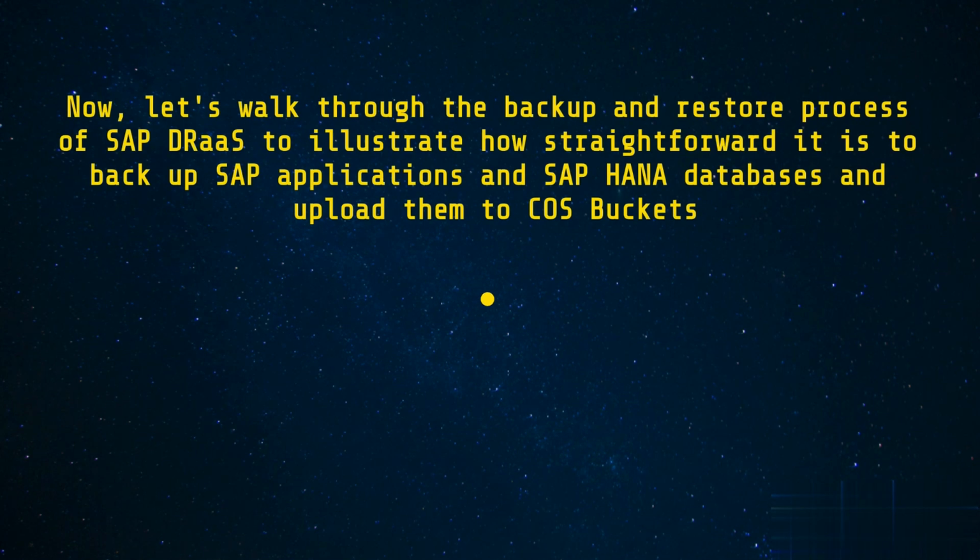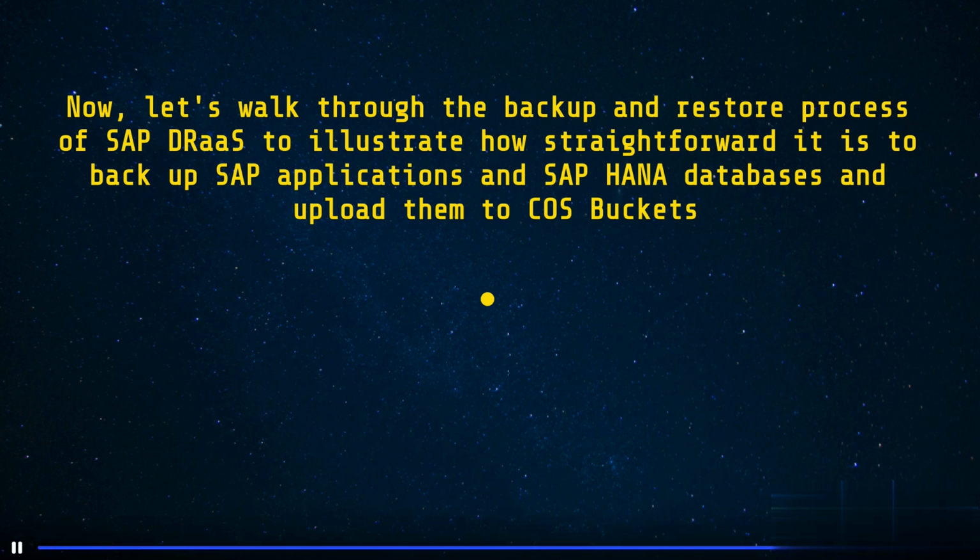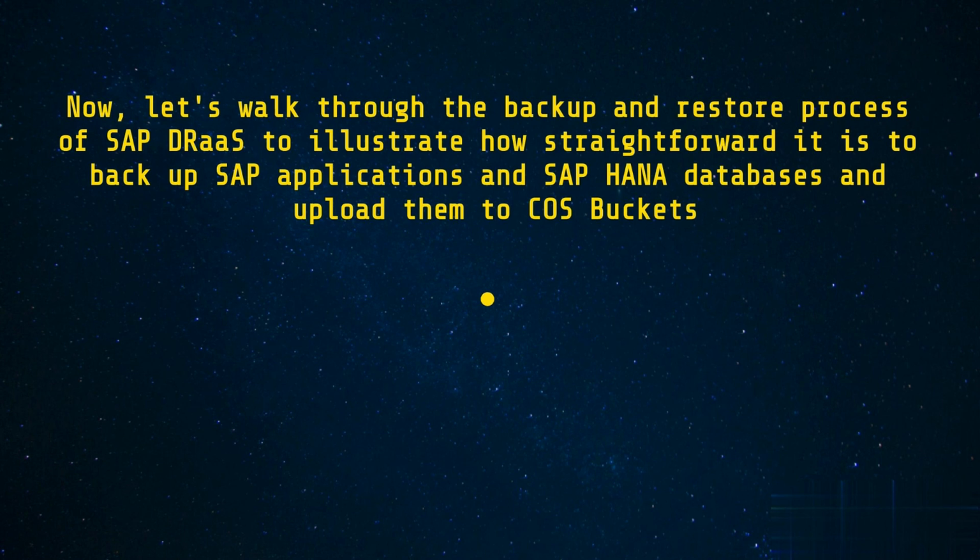Now, let's walk through the backup and restore process of SAP Disaster Recovery as a Service to illustrate how straightforward it is to back up SAP applications and SAP HANA databases and upload them to cloud object storage. We'll take backup of HANA database that is deployed in a VMware environment on-premise or in cloud and then upload it to a cloud object storage bucket. Afterwards, we'll restore it from cloud object storage bucket to our target HANA database that is deployed in a cloud VPC environment.